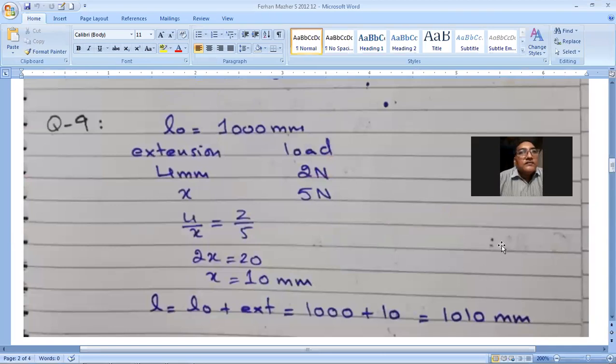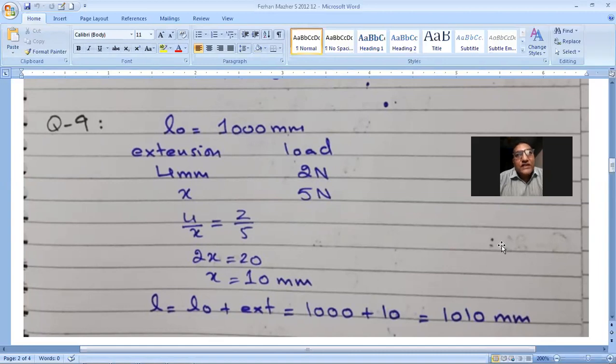Here we go. L naught is 1000 millimeter, and the extension and the load are directly proportional to each other. If the load is 2 Newton, the extension is 4 millimeter. If the load is 5 Newton, what will be the extension? So 4 by x = 2 by 5, and the value of x will be 10 millimeter. Now, what will be the length on 5 Newton? L is equal to L naught plus extension. So 1000 plus 10, and that will be 1010 millimeter.